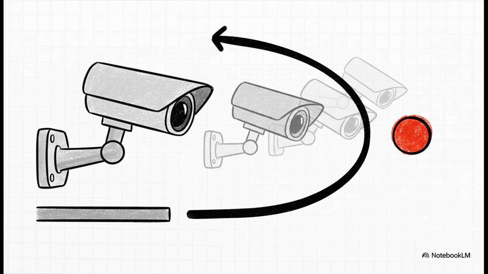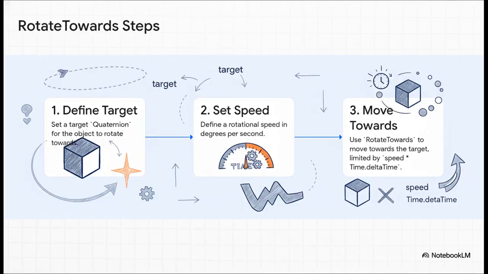But what if you want a smooth, steady turn, like a big heavy turret or a security camera? For that, we use Quaternion.RotateTowards. Looking at this script, we have a target rotation and a speed, which we've set to 50 degrees per second. The real magic, though, is that single line in Update. Let's pull that line apart.